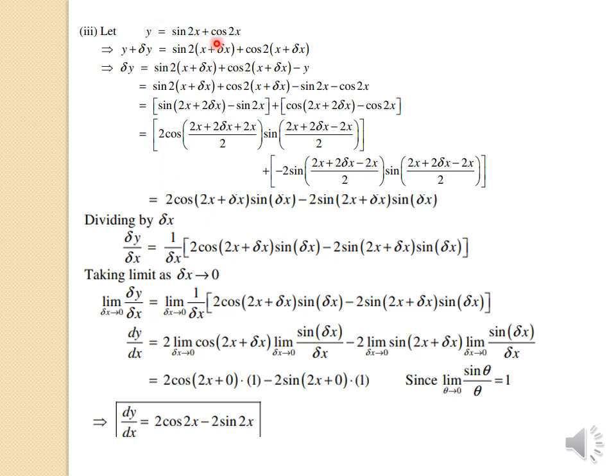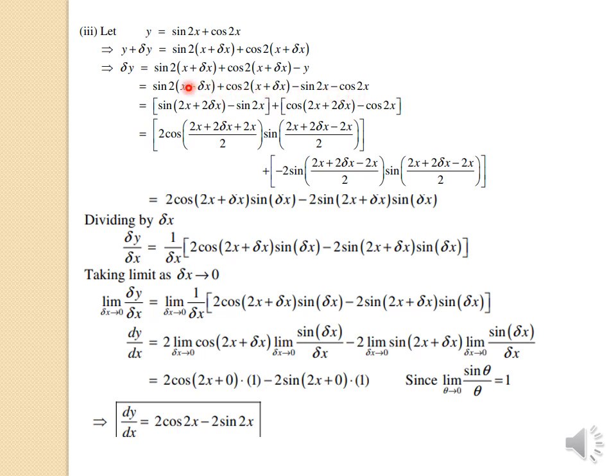Now students, question number 3, y equals sin 2x plus cos 2x. In the first step, replace y by y plus delta y, and x by x plus delta x, and here also x by x plus delta x. Then in the next step we shift y to the other side, then it is y in negative form. And what is the value of y? Sin 2x plus cos 2x. So if we multiply minus by the value of y, then we will get minus sin 2x and minus cos 2x.